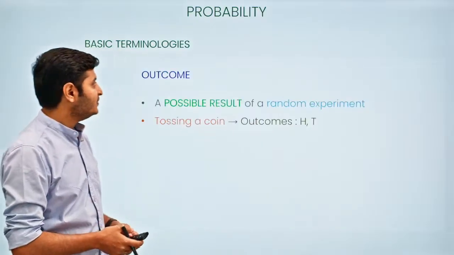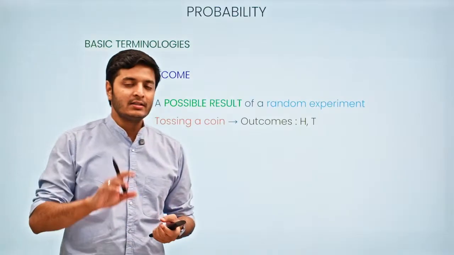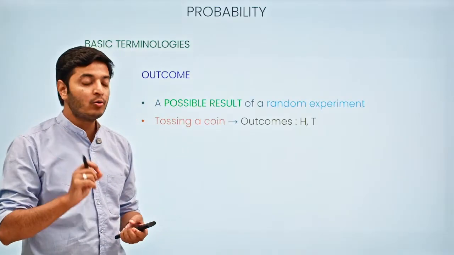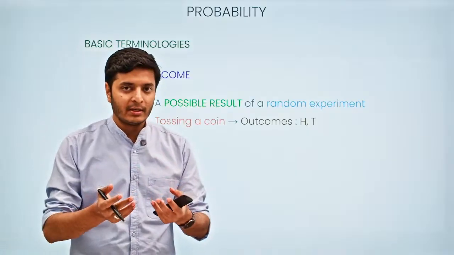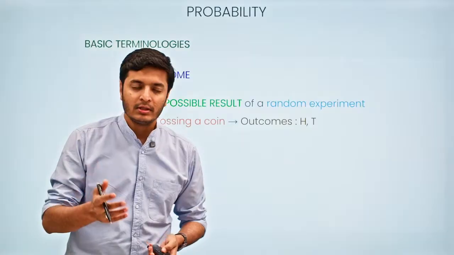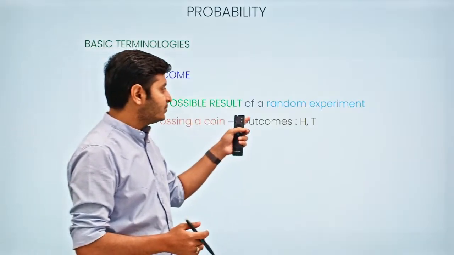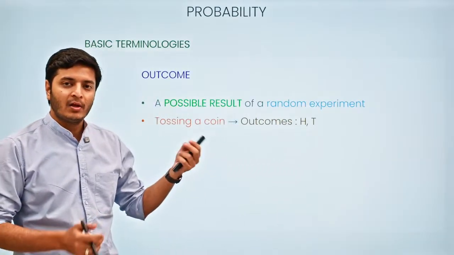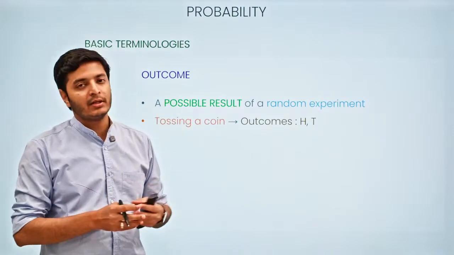Okay. Now, the second term is outcome. Suppose I'm doing some experiment, then after completing the experiment, I will be getting an outcome, no? So, what is an outcome? The possible result of a random experiment. Whatever possible results there can be are known as outcomes.